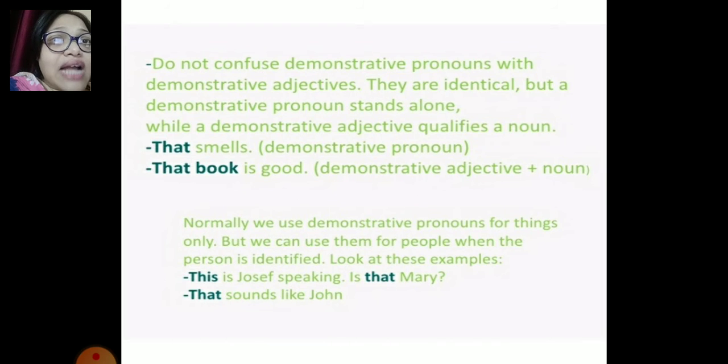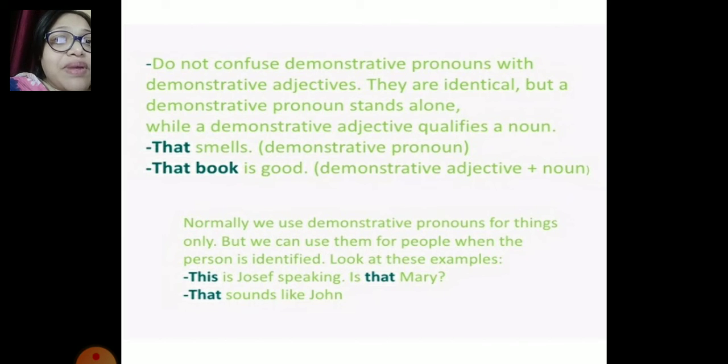So we must not confuse a demonstrative pronoun with a demonstrative adjective, because both are identical, but a demonstrative pronoun stands alone, while a demonstrative adjective qualifies a noun. That smells. This is a demonstrative pronoun. That book is good. Demonstrative adjective plus noun. So this is the difference.